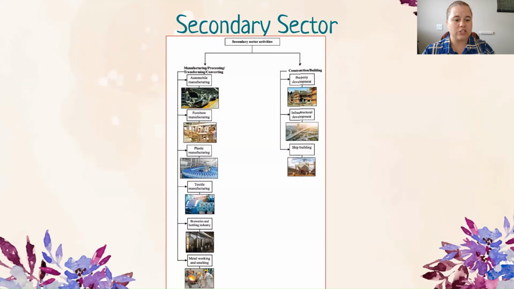And then here's another image. It's a bit small, but the secondary sector activities. So we have manufacturing, processing, transforming, and converting. So we've got the automobile manufacturing, making of cars, furniture manufacturing, plastic manufacturing, textile manufacturing, that's like our clothes and our material, breweries and bottling industry, metalworking and smelting. Then we've got construction and building, property development, infrastructural development, and shipbuilding. Again, pause the video at this time. It's a nice diagram to see of all the activities in the secondary sector.